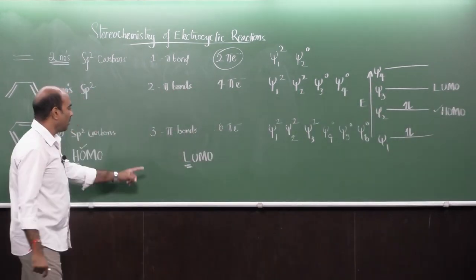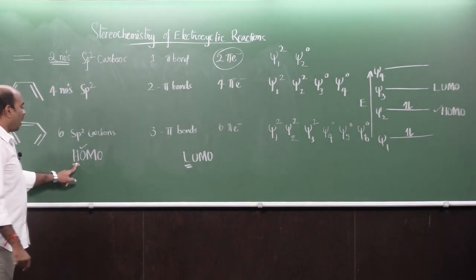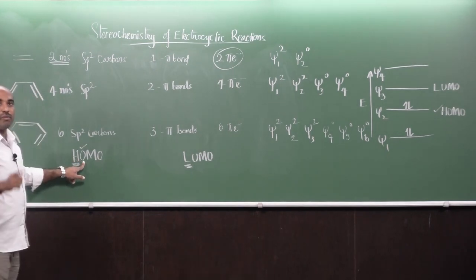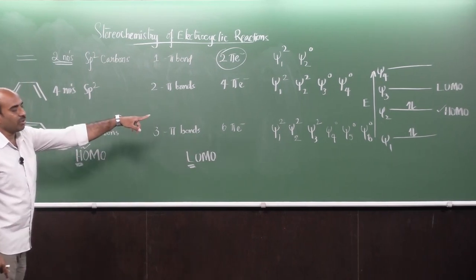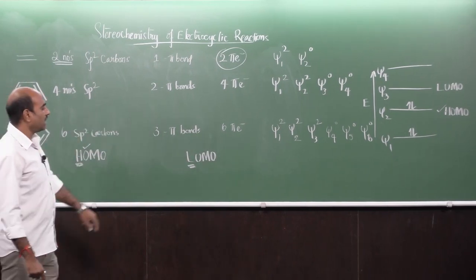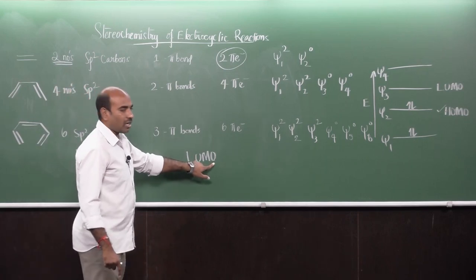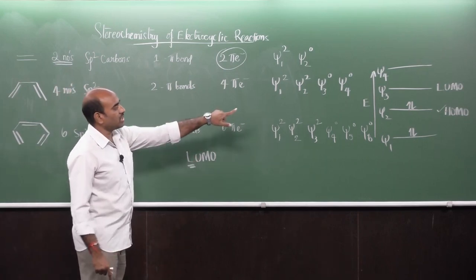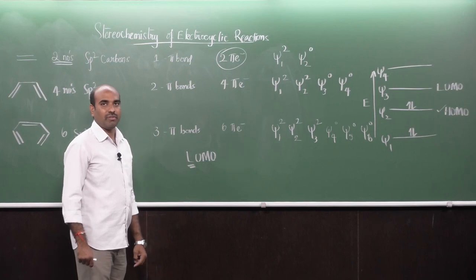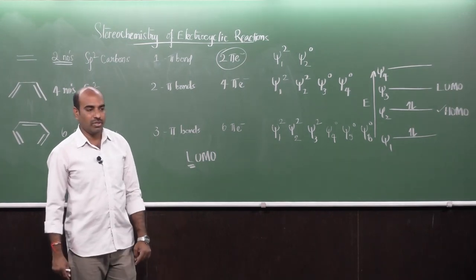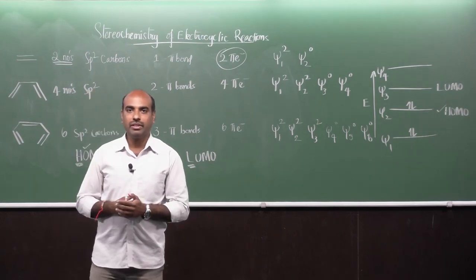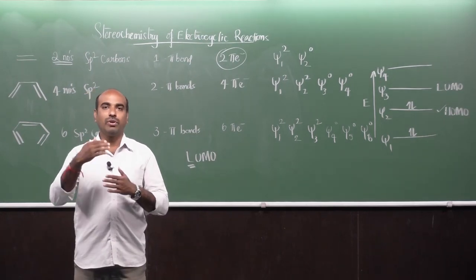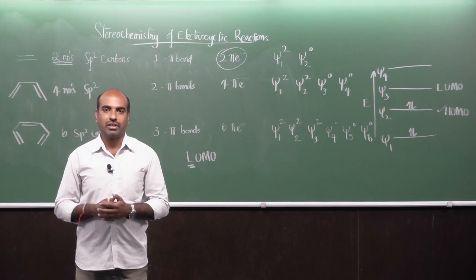So, now you understand, right? Among the occupied molecular orbitals, the one with highest energy is HOMO, that is Psi 2 in the case of butadiene. And among the unoccupied molecular orbitals, the one with lowest energy is LUMO. So, always the electronic exchange happens between HOMO to LUMO and vice versa.